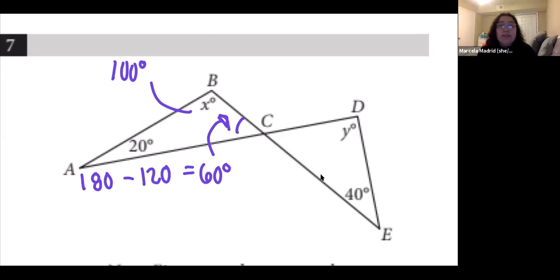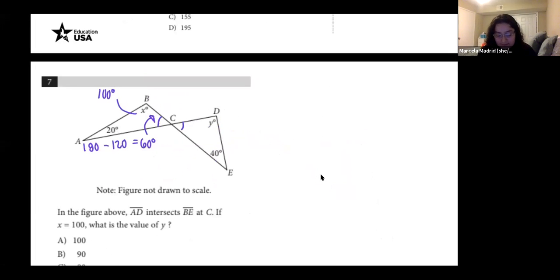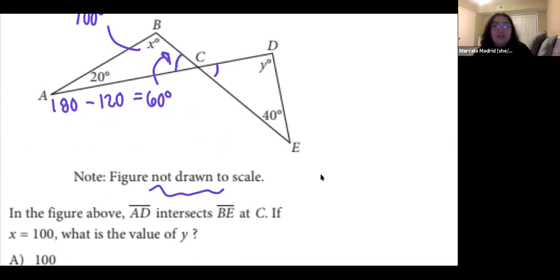Since at the point C, you have two vertical angles, these are going to be congruent, meaning they're going to be the same angle, same number. They also look the same. And that's the thing about the SAT. It says not drawn to scale, so you can't really assume that. If that wasn't there, you could, but because it says not drawn to scale, you can't just look at them and say, oh, they're congruent. There has to be a reason. And for this one, it's because they're vertical angles, so they must be congruent.